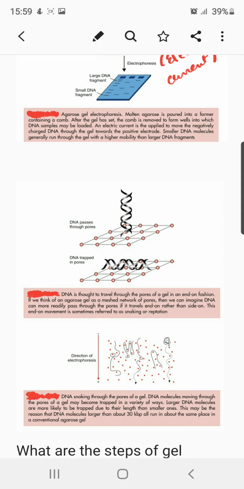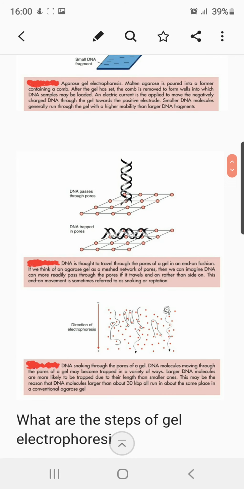Moving through the agarose gel as a meshed network of pores, we can imagine that the DNA can readily pass through the pores if it travels end on rather than side on. So this end-on movement is basically referred to as snaking or reptation.